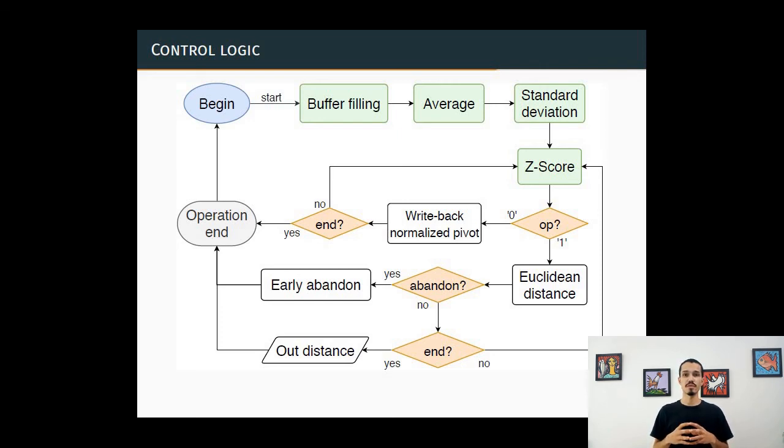It's important to remember that once we do operation 0, we will then do operation 1 multiple times for multiple target shapelets.